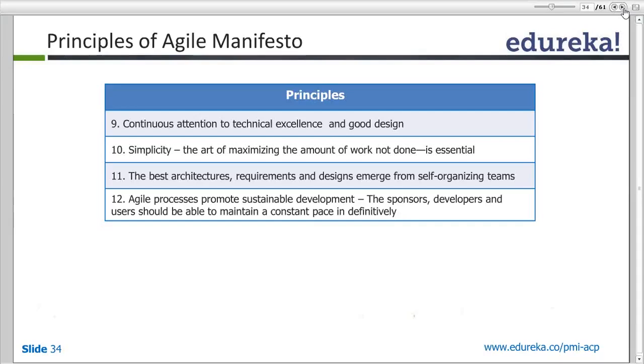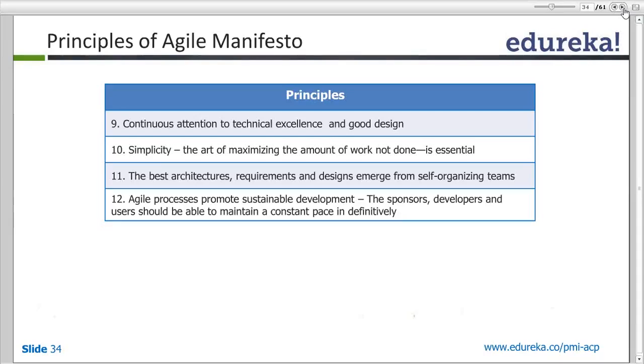The most effective and efficient method of conveying information to and within a development team is face-to-face communication. If there are cross-location teams, pick up the phone, have video conferencing. The best mode of communication is face-to-face. If face-to-face communication cannot happen for some reason, have conference calls, chat, right? Continuous attention to technical excellence and good design. So we are refactoring ourselves, improving the quality, so technical excellence.